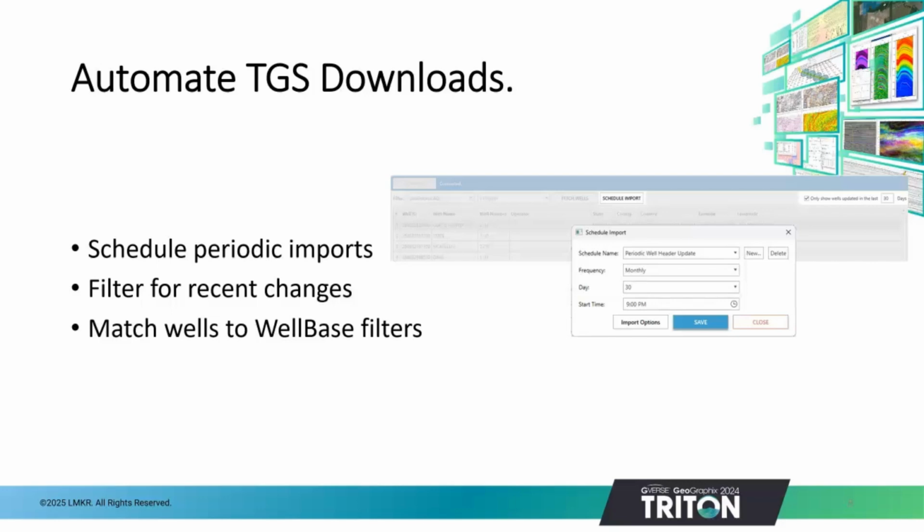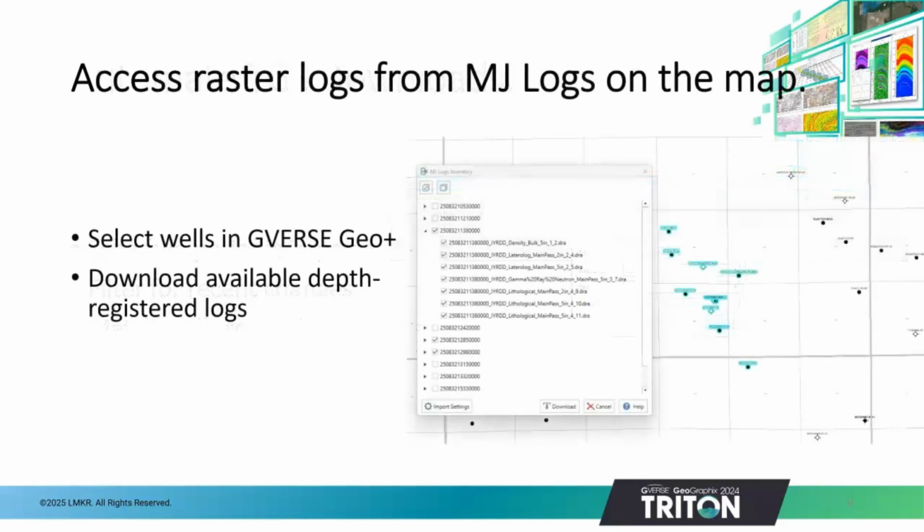In addition to these enhancements to our TGS connection, we are also actively working with other data providers to find ways to get data into GeoGraphix more easily. 2024.2 introduces our partnership with MJLogs, who are a big provider of log data, especially raster logs here in North America. If you subscribe to get raster data from MJLogs, you can now access those logs directly on the GeoPlus map.